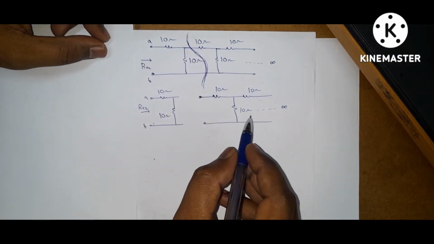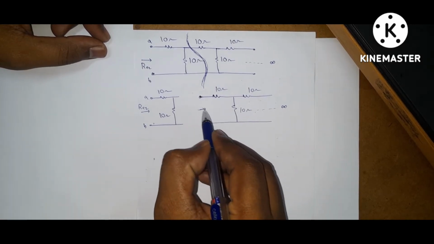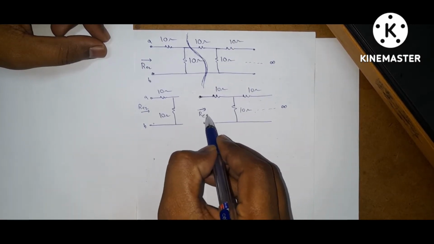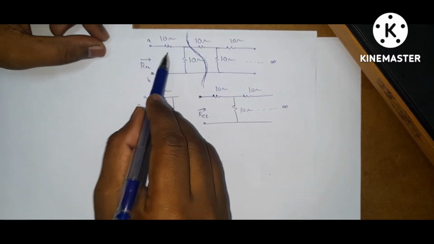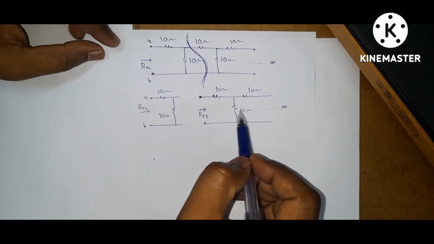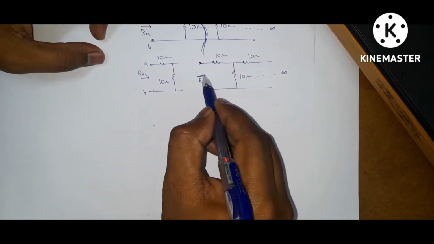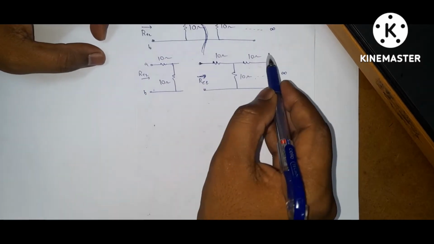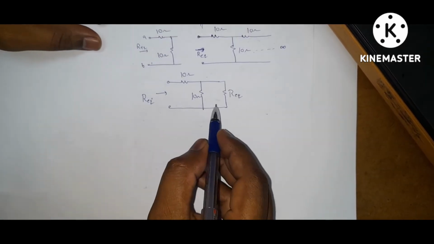If you observe here, this is also R equivalent. Seen from here, this is also R equivalent. We just take out these two resistors, but the circuit does not change. So this is R equivalent. I'm replacing this entire circuit with R equivalent in parallel with this part. Finally, you will get this circuit.